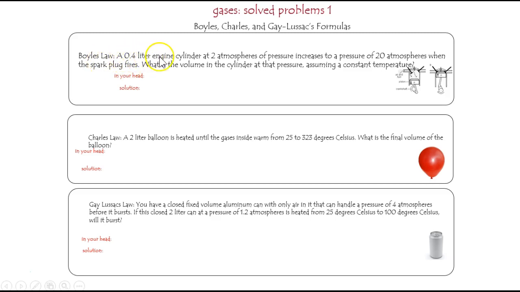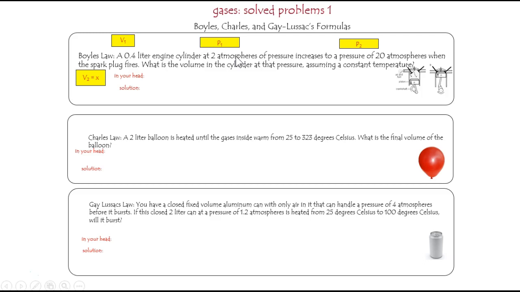A 0.4-liter engine, that must be the volume of the cylinder. Put a V above that. That's our original volume. At 2 atmospheres, that's our original pressure. It's increased to 20. That's our second pressure. When the spark plug fires, what's the volume at that pressure? They must be solving for V2.